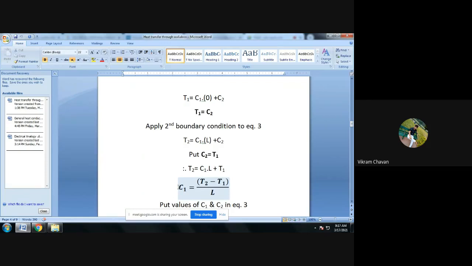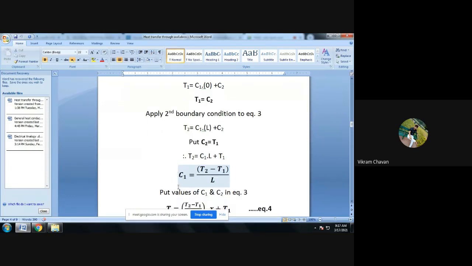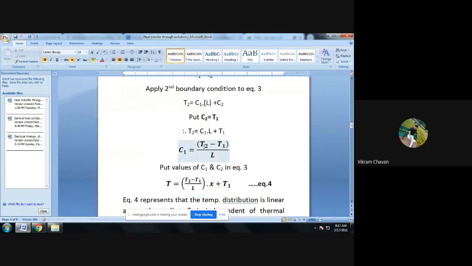Now we have found both the values of C1 and C2. Just put these two values in equation number 3. So put the values of C1 and C2 in equation number 3. We get the equation T = ((T2 - T1)/L) x + T1. So (T2 - T1)/L is the value of C1, and T1 is the value of C2.